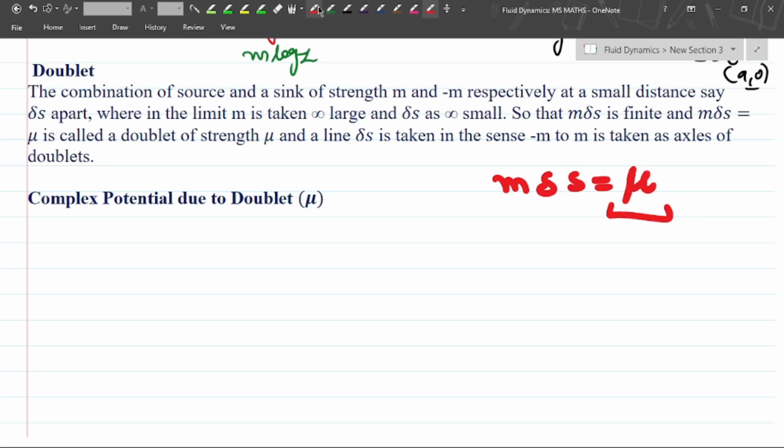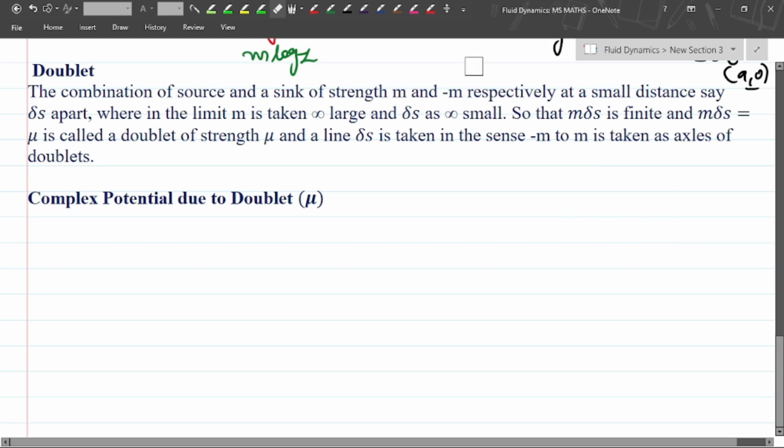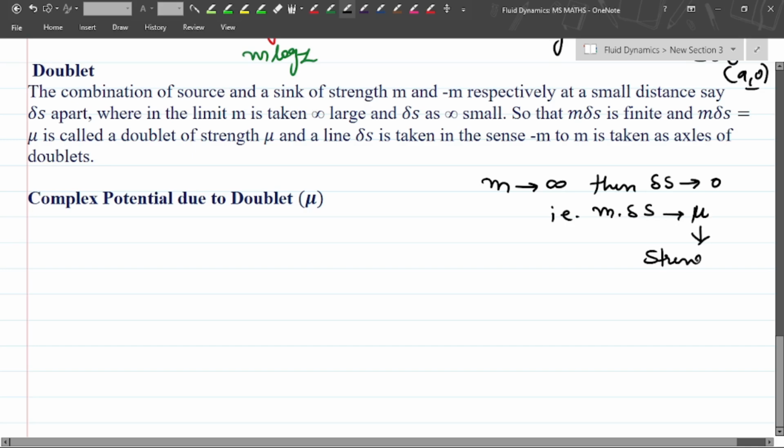Now, about the strength of the doublet: whenever m, the strength, is taken infinite, then delta s should go to 0. It means that m into delta s, denoted by mu, is basically the strength of the doublet.